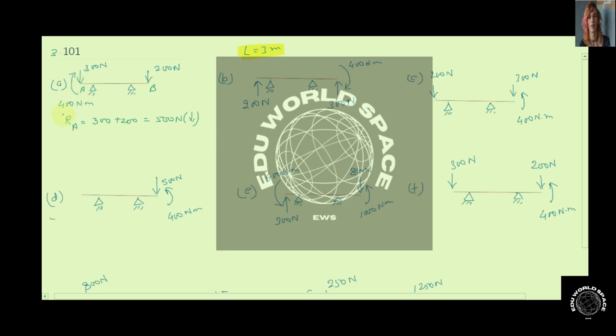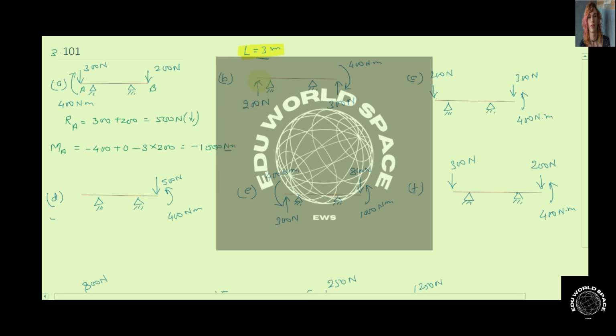If we talk about the moment about point A, this 400 Newton meter is clockwise, so minus 400. This 300 Newton is already passing through A, so its moment effect will be 0. And this 200 Newton is causing a clockwise couple, so minus, and the distance in all these diagrams between point A and B is 3 meter. So its moment will be 3 multiplied by 200, which comes out to be minus 1000 Newton meter.